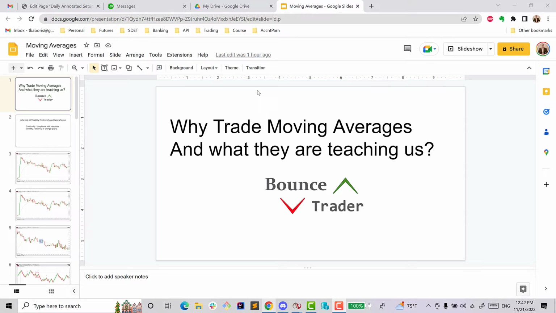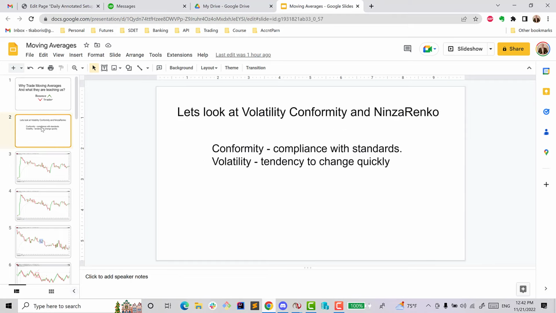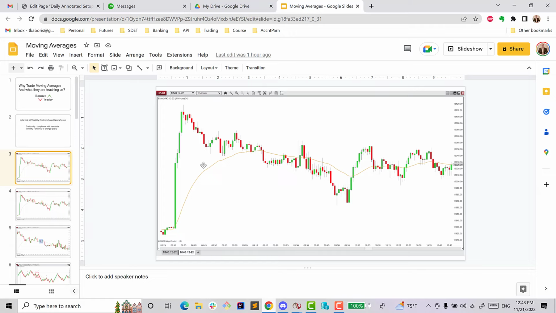But before that, let's look at the concept of conformity and volatility. Conformity is compliance with standards, and volatility is a tendency to change quickly. We'll look into that with the Ninja style bars. I invite you to compare the charts to see why I use Ninja along with moving averages. So this is the chart for 1 minute MNQ.